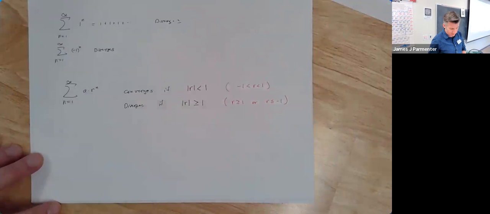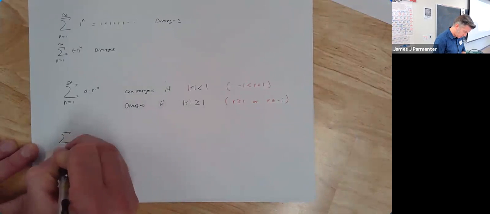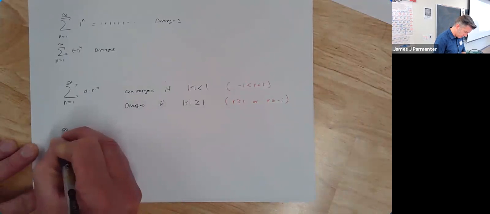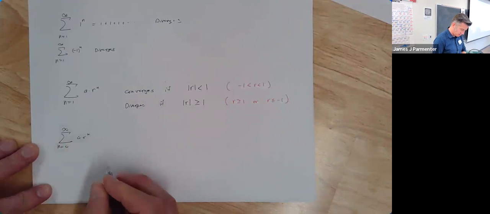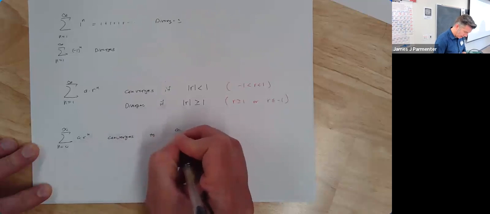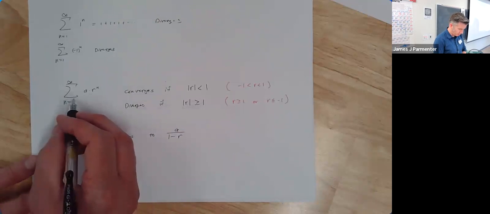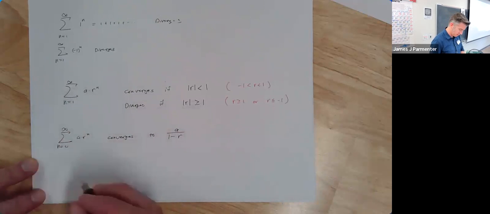And if a geometric series converges, now here's what I want to say about this. A lot of times when you're talking about geometric series, some people will start at 0 instead of 1. So the sum from n equals 0 to infinity of a times r to the n converges to a over 1 minus r. This one I wrote converges to a times r over 1 minus r.